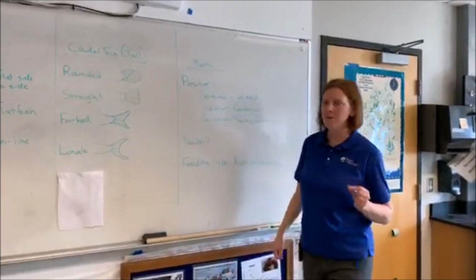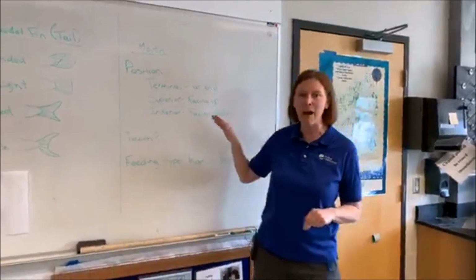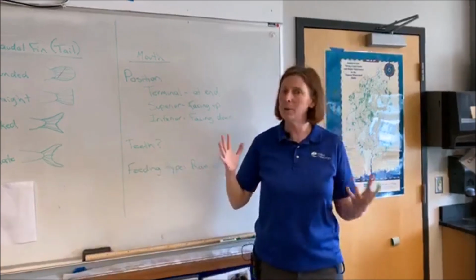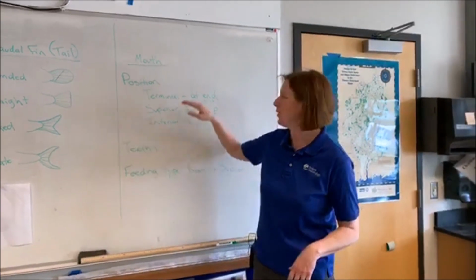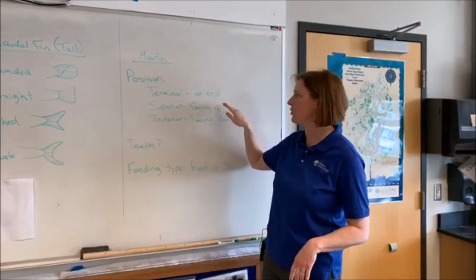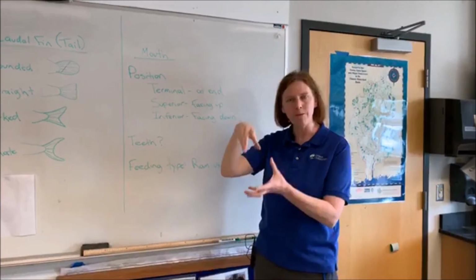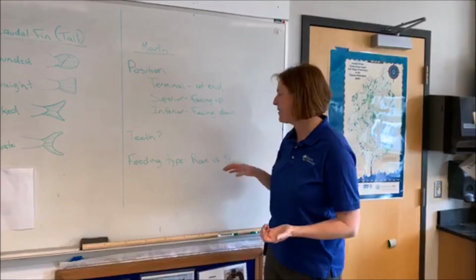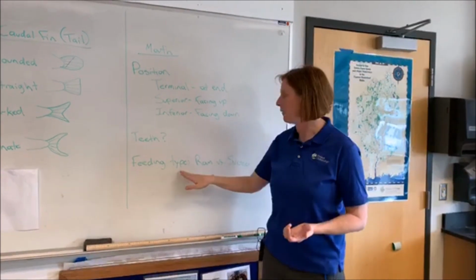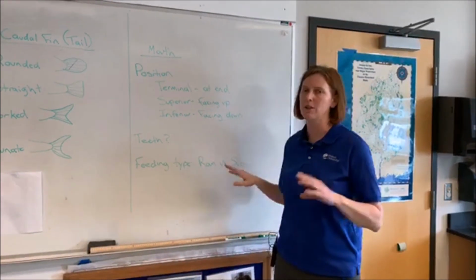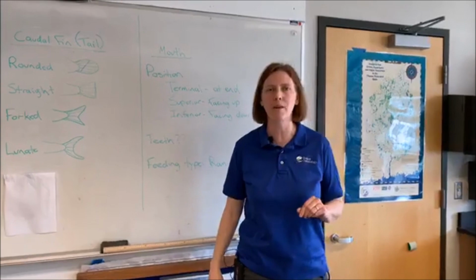The final feature we're going to focus on is the mouth of a fish, sort of the business end for eating. And there's a couple different features we can talk about. So first, where is that mouth? Is it located at the very end of the fish? Does it face upward? Does it face downward? Does it have teeth in it? And finally, we're going to be talking about feeding type. Are they more ram feeders? Are they more suction feeders? And we're going to go over what that means.